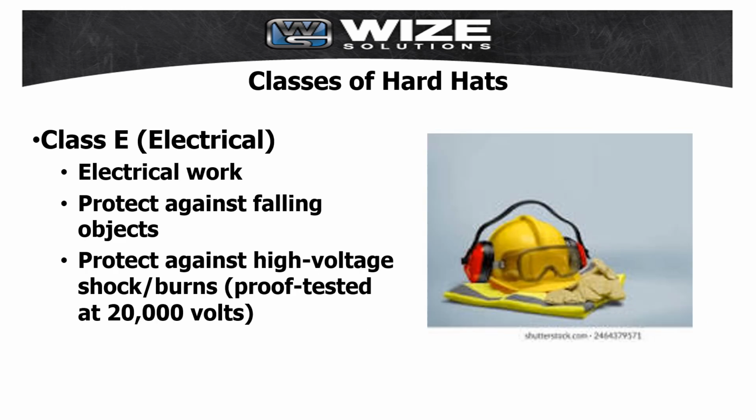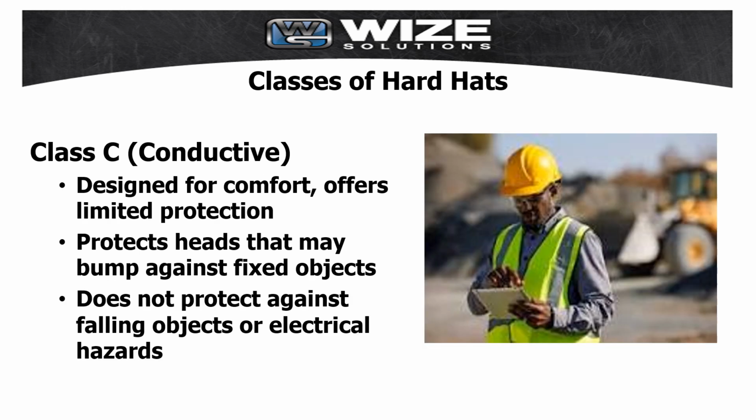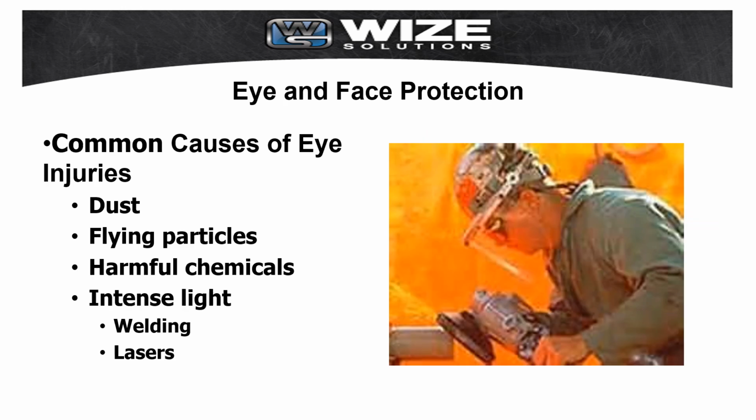Class E hard hats are designed for electrical utility work. They protect against falling objects and provide protection against conductors with higher voltage levels, proof tested at 20,000 volts. Class C hard hats provide limited protection, mostly from bumps against fixed objects. Class C hard hats do not provide any protection against electrical hazards.